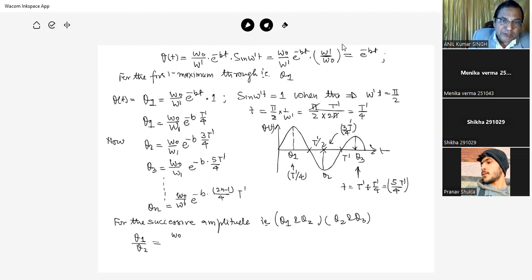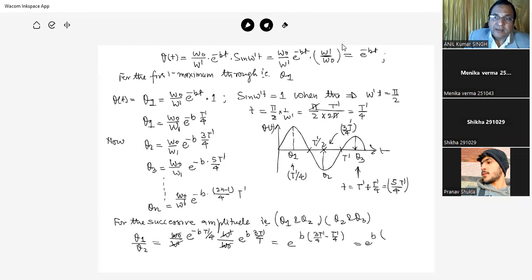We see theta 1 is omega 0 by omega dash e raised to the power minus bt dash by 4, and it is divided by omega 0 by omega dash and e raised to the power minus, so minus is plus b into 3t dash by 4. So this omega 0 cancels with omega 0, and omega dash cancels with omega dash. So here it is e raised to the power, if we take b common, 3t dash by 4 minus t dash by 4. So this is equal to e raised to b into 2t dash by 4, and this is e raised to the power b t dash by 2.